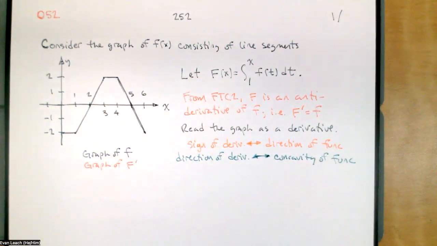This is what we mean by reading the graph as a derivative. Sorry, the sign of the derivative will tell us about the direction of the function, and the direction of the derivative will tell us about the concavity of the function. This is just going way back to when we first learned about derivatives and intervals of increase and decrease.